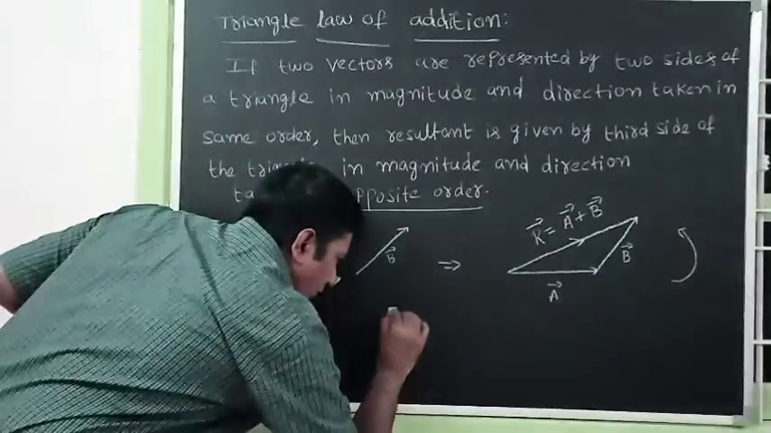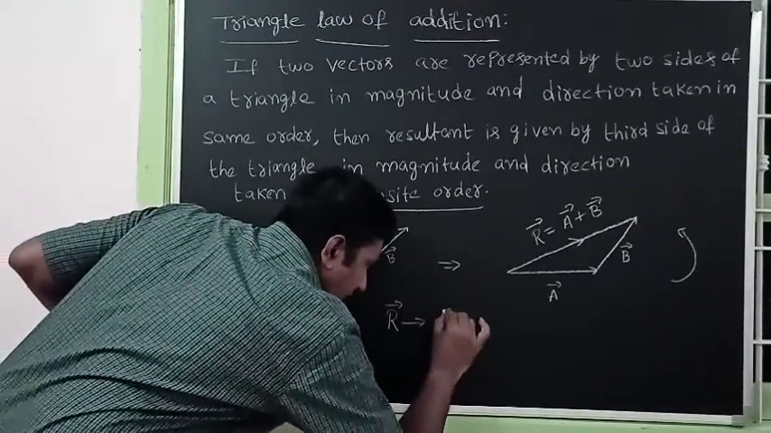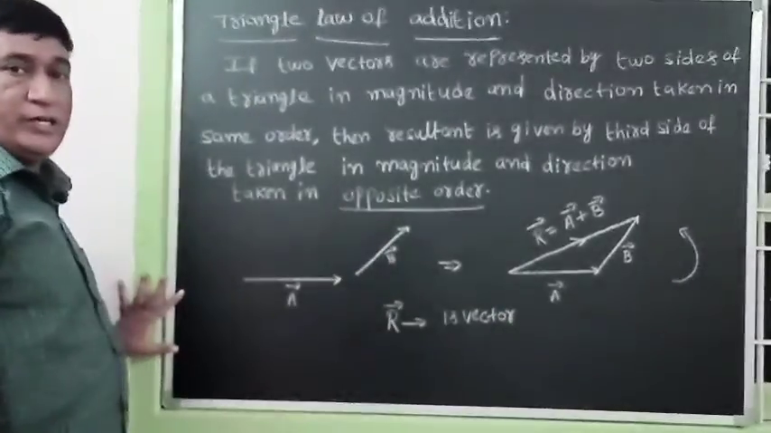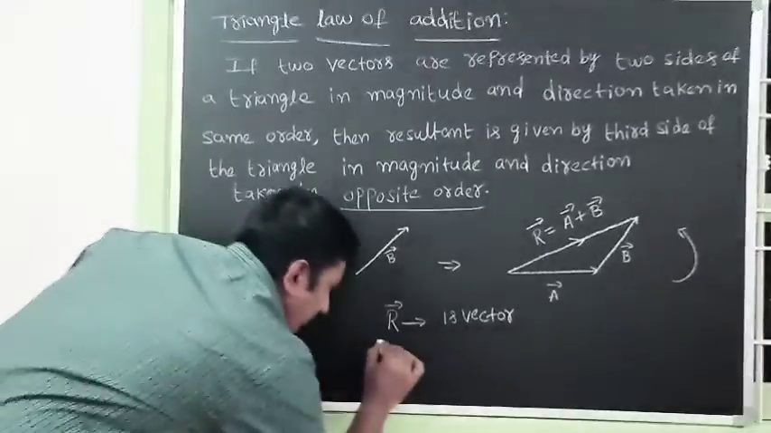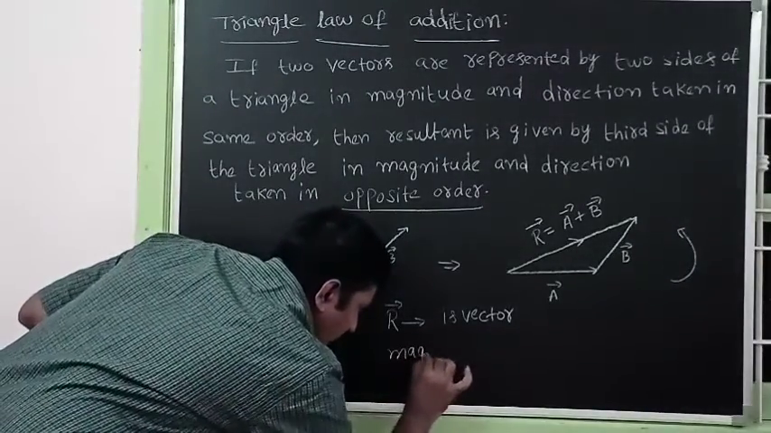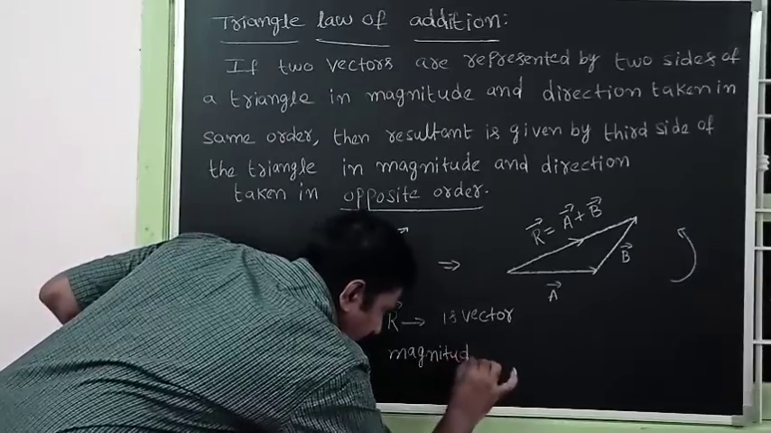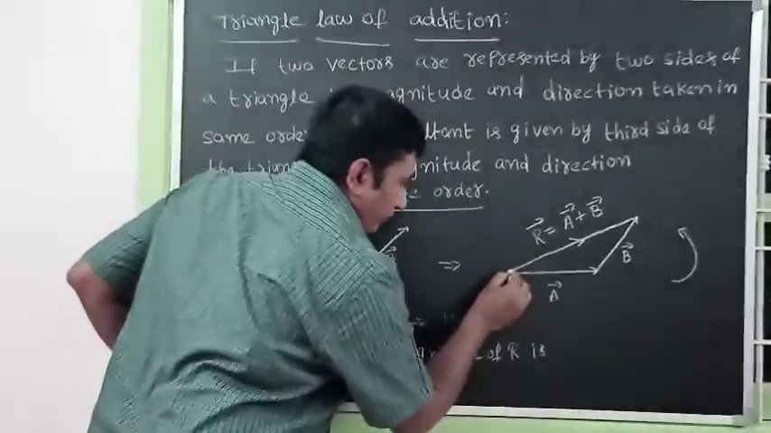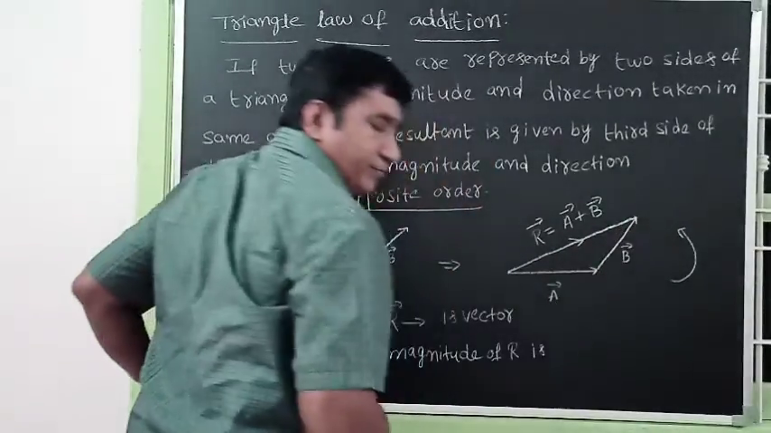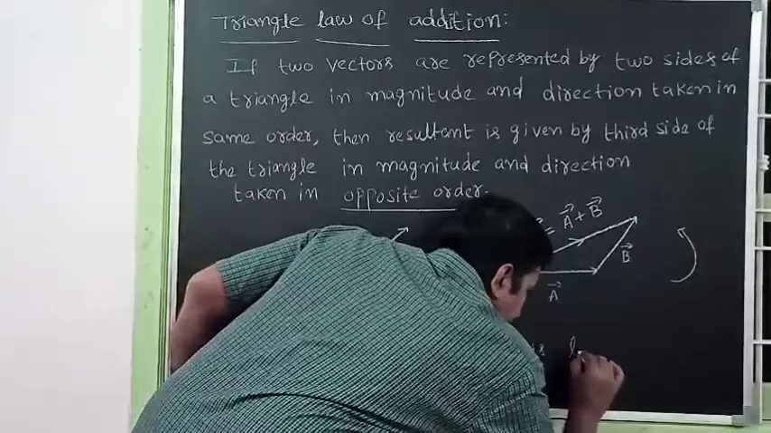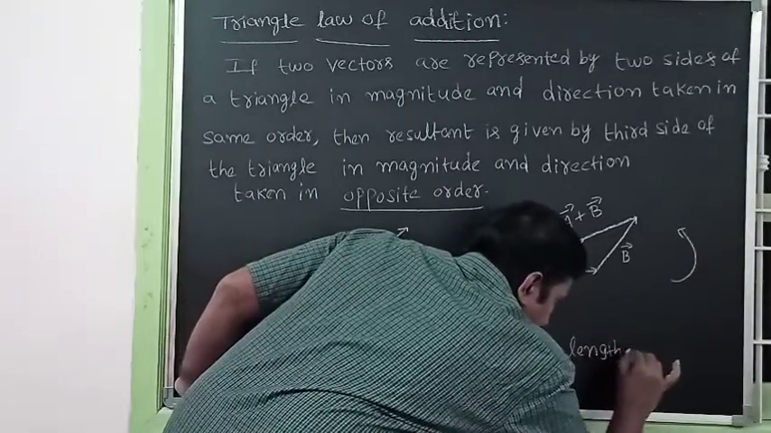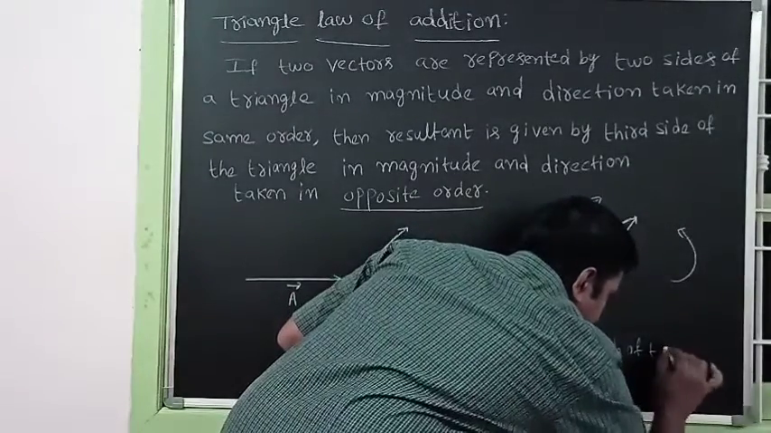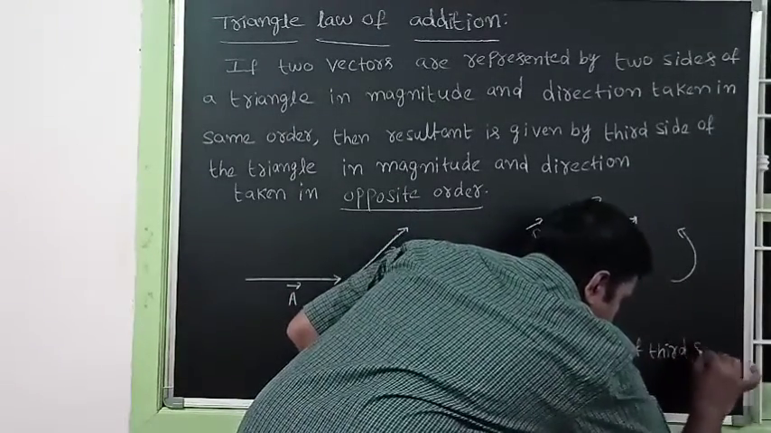R is a vector quantity, which has both magnitude and direction. What does the magnitude represent? The magnitude of R is the length from this point to this point, the length of the third side.